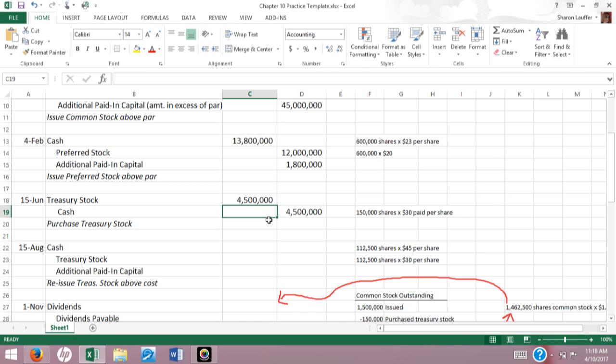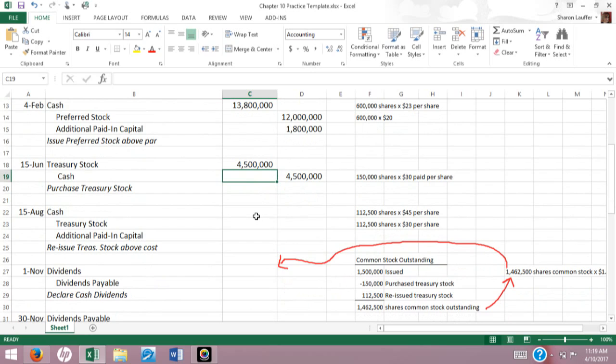The next entry is on August the 15th, and it says we are going to reissue 112,500 shares of treasury stock for $45 a share. So we are going to receive cash for all 112,500 of those shares, and we sold them for $45 a share. So here's the calculation I did. If you do that math, you're going to get a debit of $5,062,500.